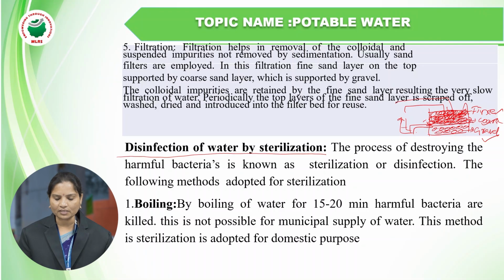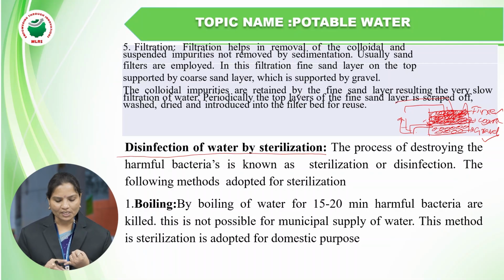In the disinfection process, we destroy, eliminate, or kill the harmful pathogenic bacteria. This is nothing but sterilization, also called the disinfection process. This sterilization or disinfection process has many methods. The first one is the boiling process, the second is the ozonization process, and the third is the chlorination process. Depending upon our impurities or bacteria, we have to utilize these three types of methods.